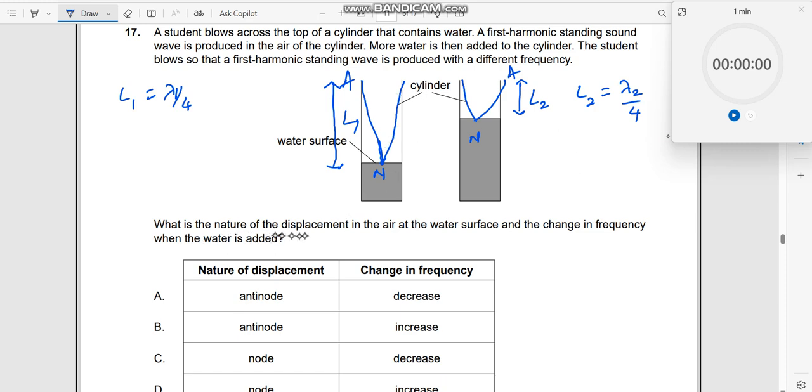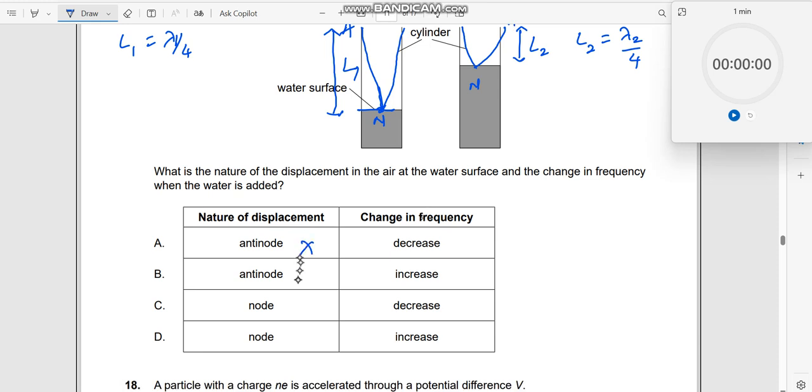What is the nature of the displacement in the air and the water surface? What is the nature of displacement here? The nature of the displacement of the air-water interface is seen to be a node here. So if you look at it, these two options are incorrect. These two will be correct. And the change in frequency when the water is added. What happens to the frequency?